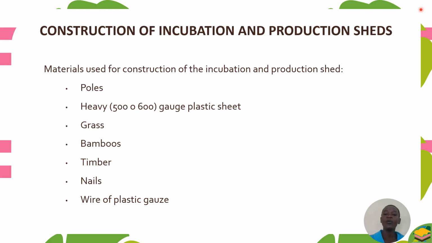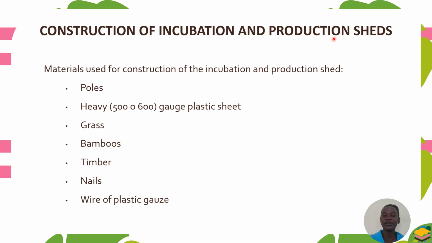While a production shed or a production house should have light. We need light in a production house. So once the primordial mushroom has been formed in the incubation house, it is transferred to the production house so that it grows into a mushroom, a fruit.